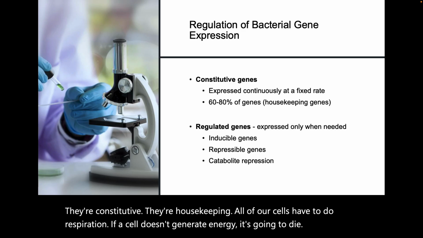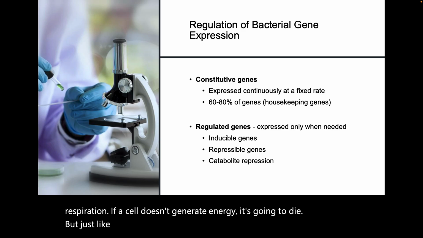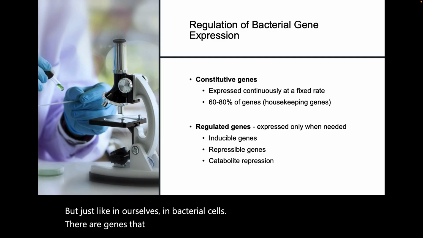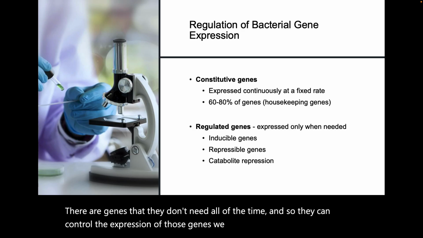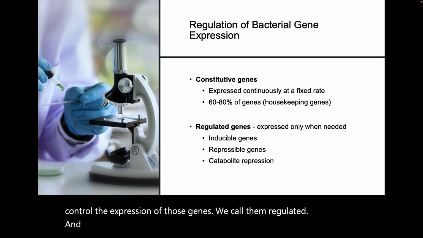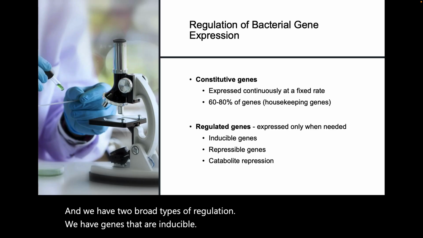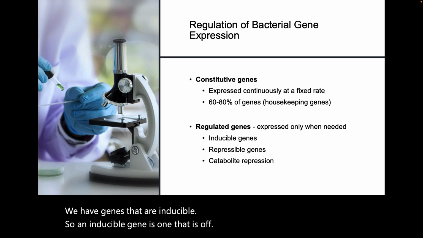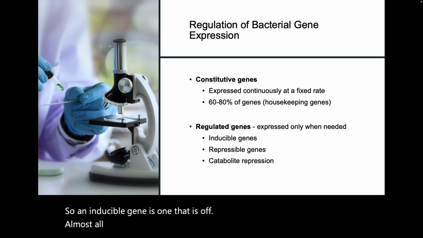But just like in our cells, in bacterial cells, there are genes that they don't need all of the time. And so they can control the expression of those genes. We call them regulated. And we have two broad types of regulation. We have genes that are inducible. So an inducible gene is one that is off almost all the time, but you can turn it on when you need it.